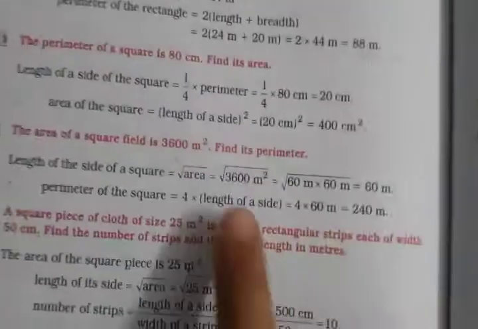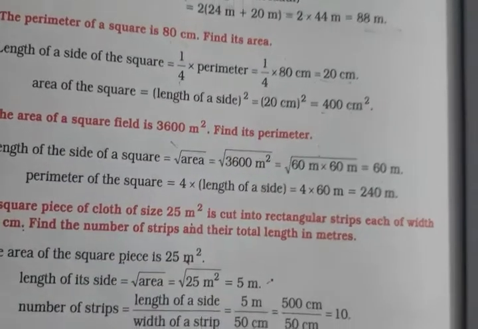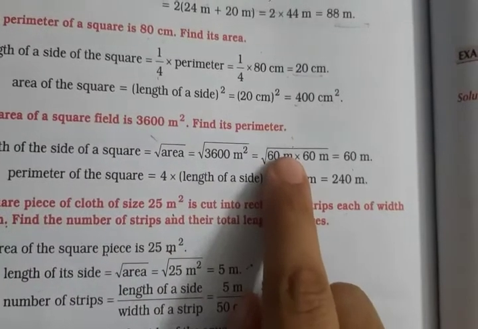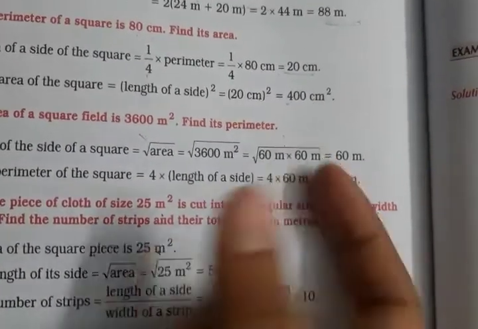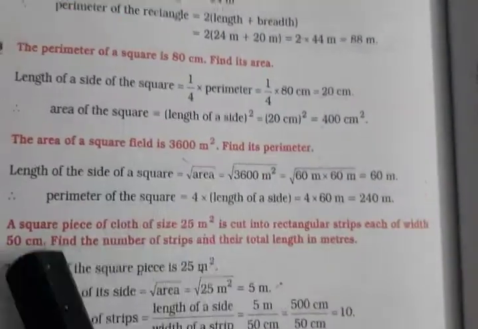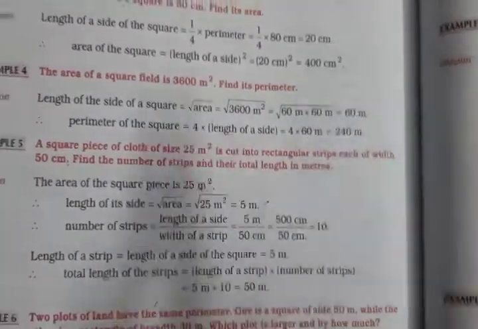Understand? Now again we will find the factors by this method. Again, that method if you want to use, then this is simple also. 60 meter into 60 meter, we will take out a pair of these 60, we will take out a 1, that is equal to 60 meter. Now find the perimeter, that is equal to 4 into length of the side, that is equal to this much.